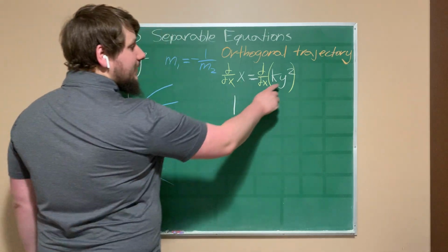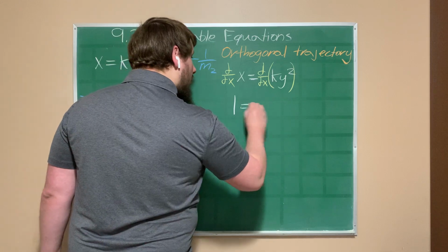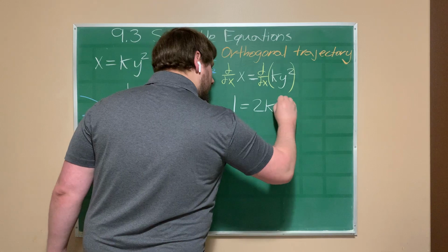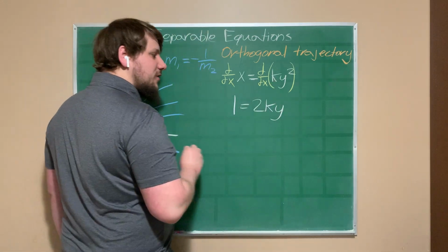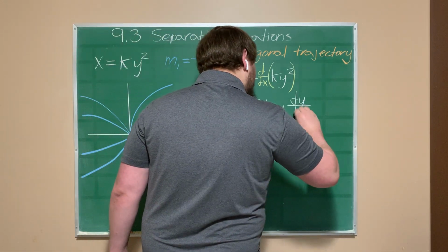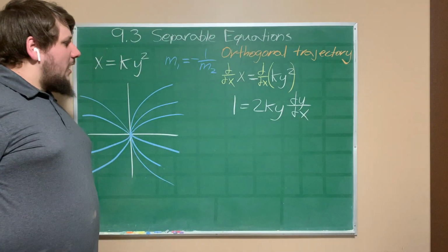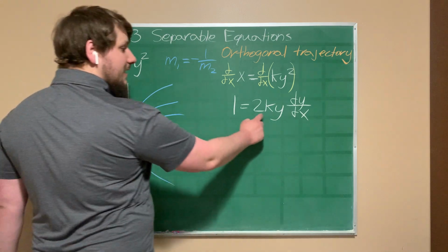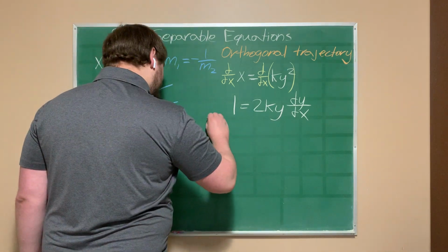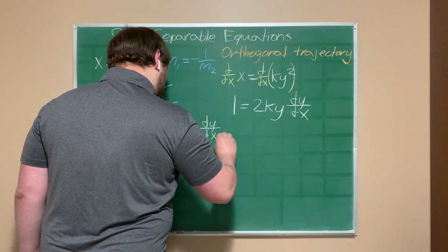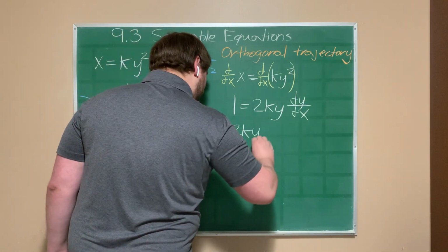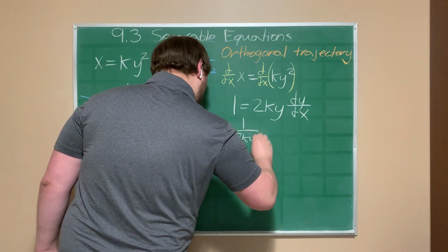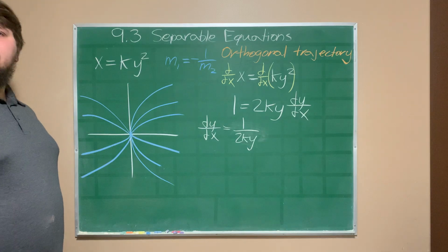And then on the right side, I'm going to need to use the chain rule here. We're going to have 2 times k times y times the derivative of the function y here. So we'll get dy/dx. So now, in order to find the dy/dx on its own, I'm just going to divide both sides by 2ky. So dy/dx is equal to 1 over 2ky.